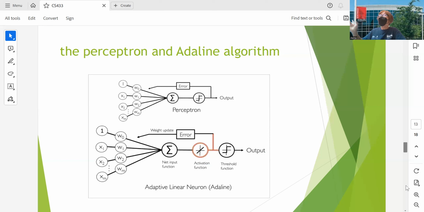So let's see the difference between these two. For perceptron, you use a step function, and then you find the error, you feed back to update the weights. But here, you use that linear activation function, and you do the weight updates.